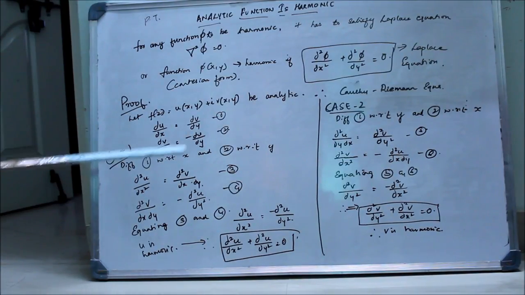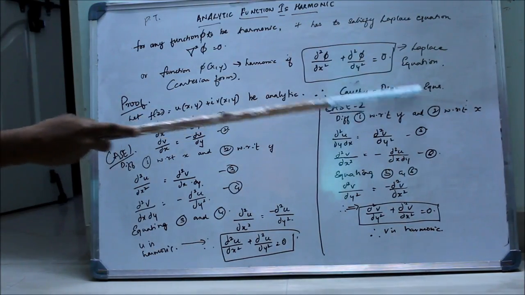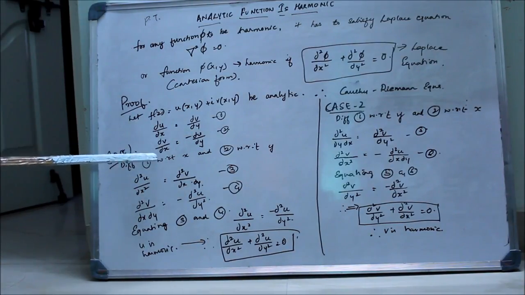For that, first we know that since f of z is an analytic function, it will satisfy the Cauchy-Riemann equations, that is del u by del x is equal to del v by del y, and del v by del x is equal to negative of del u by del y.